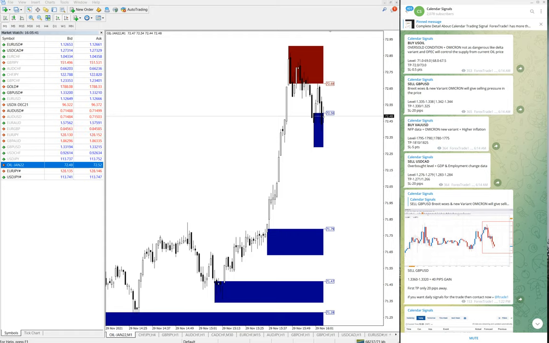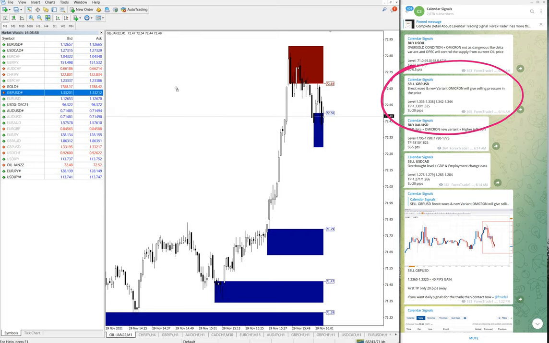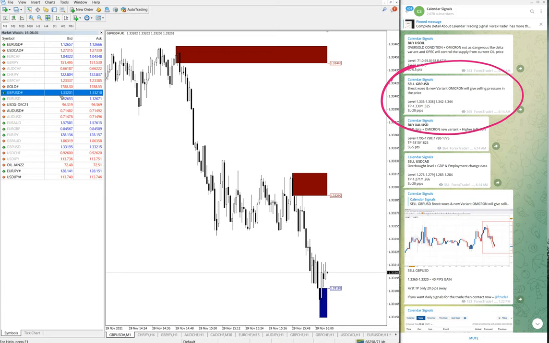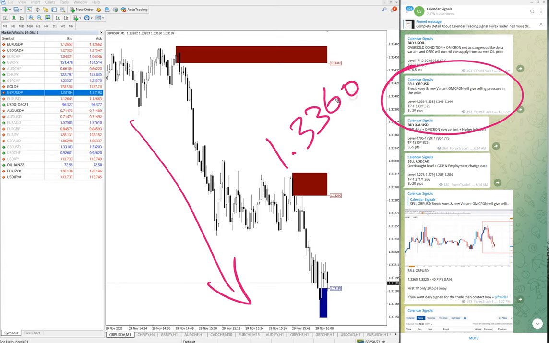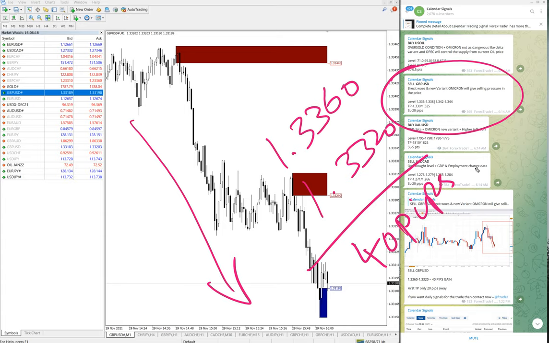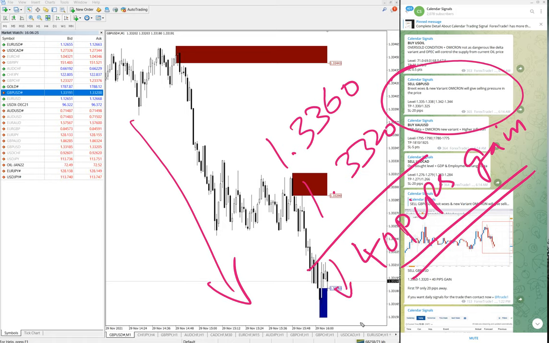Then the next signal performed is sell GBPUSD. Here is the signal, sell GBPUSD. So the reason: Brexit and new variant Omicron will give selling pressure in the price. So GBPUSD chart is here, and you can see the clear downtrend here, and that is what we have predicted, sell GBPUSD. And GBPUSD moved from 1.3360 till 1.3320, which is 40 pips gain on sell GBPUSD signal as of now, and still in the downtrend. Hope it will go further down and reach our predicted targets.